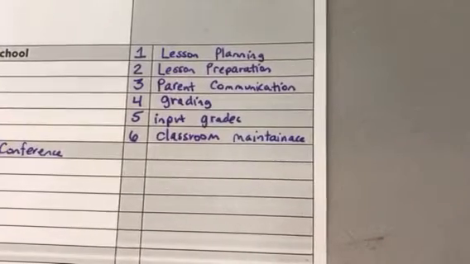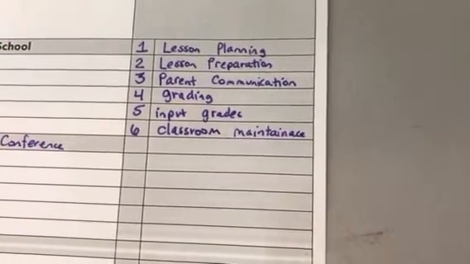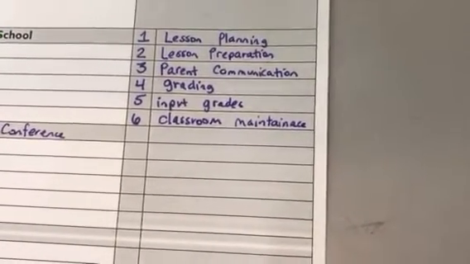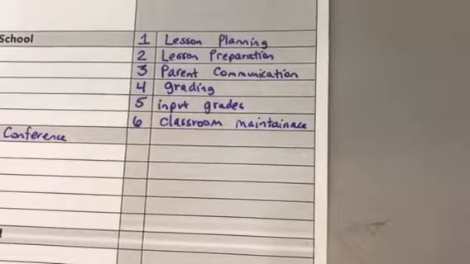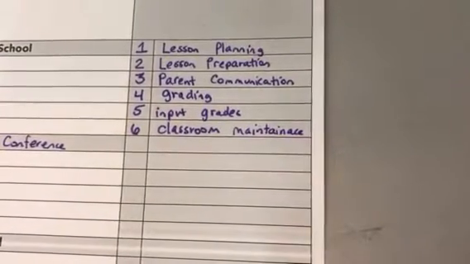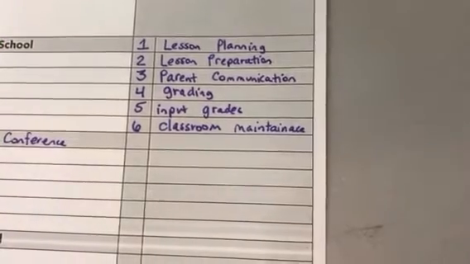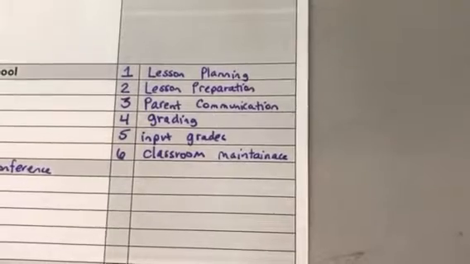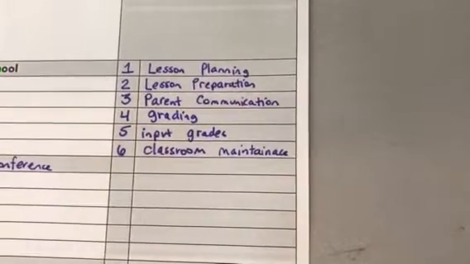Okay, and after that? Parent communication was the next one. It's so important that I'm communicating with parents, with families, what's going on in the classroom. And so that was my third. And then for my fourth, I picked grading because we all know that's just a non-negotiable. We need to be grading papers in a timely manner so that students can get that feedback from what they're learning.